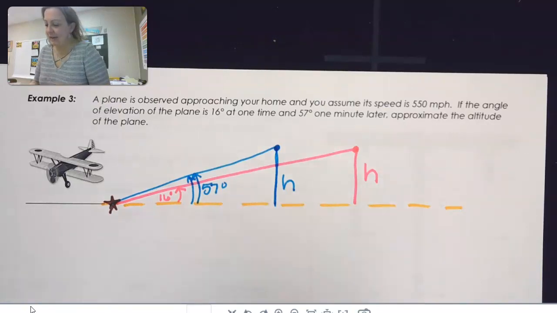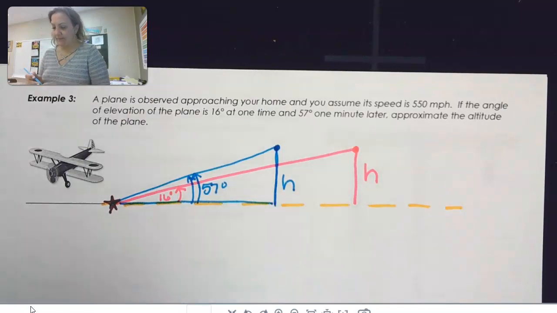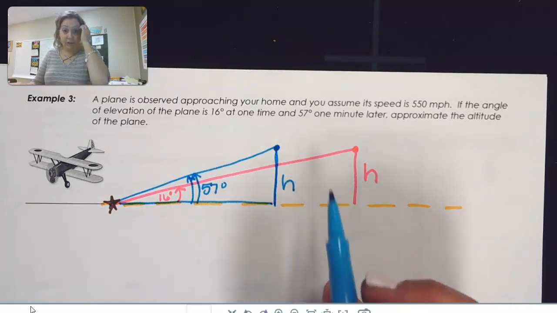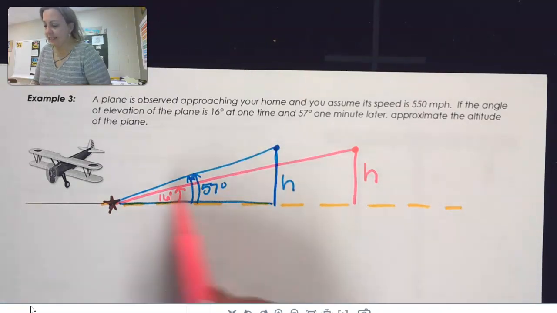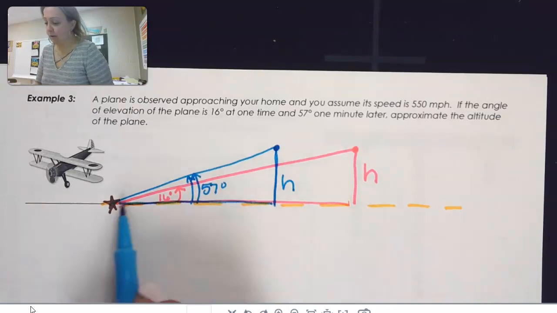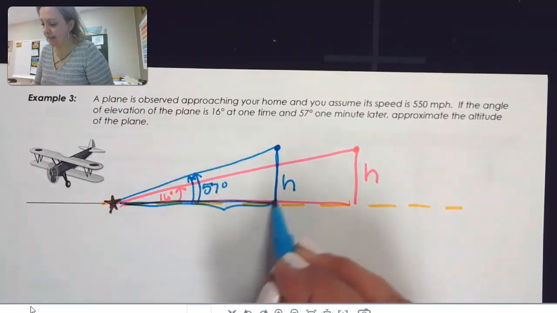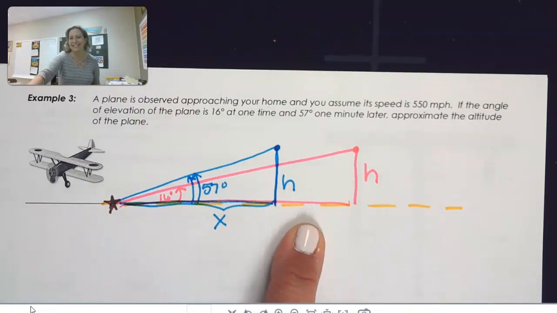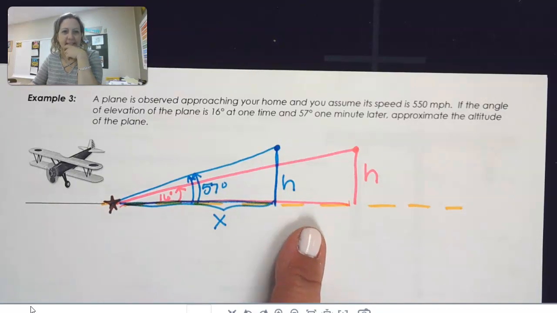And we again have these two different triangles. One of them has an angle of 57 degrees and a height of h. This one here has an angle of 16 degrees and a height of h as well. So do we have anything that we can label other than h? Well, one thing that they both share is this part. Maybe I could call this part x. And I could call this part y, except I'm going to be able to find out what that is.